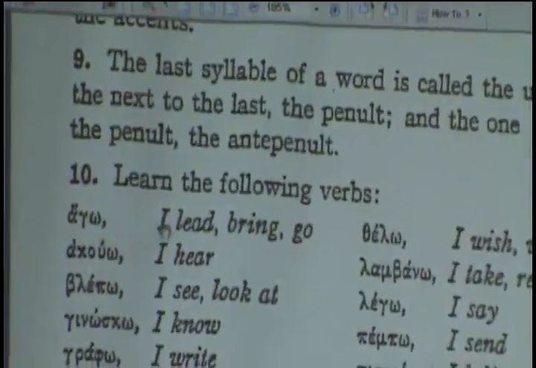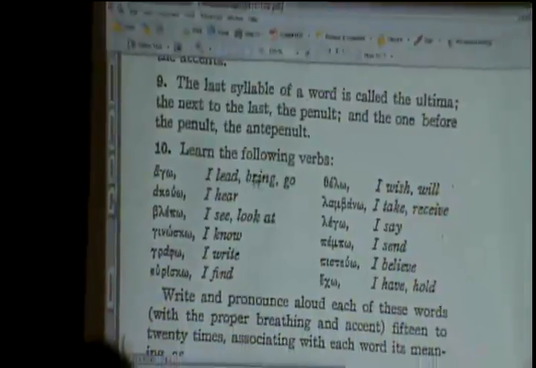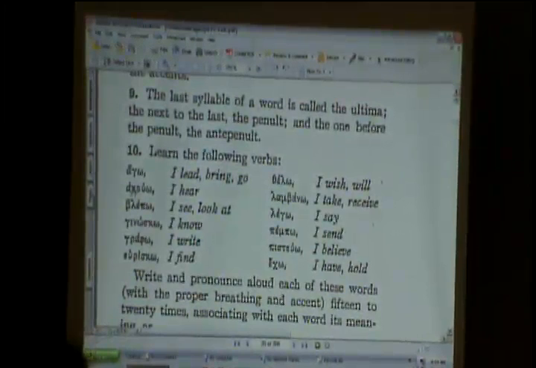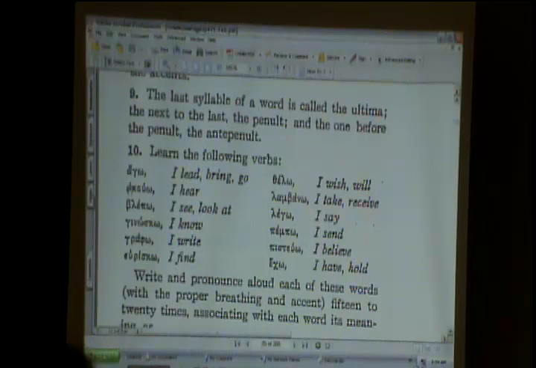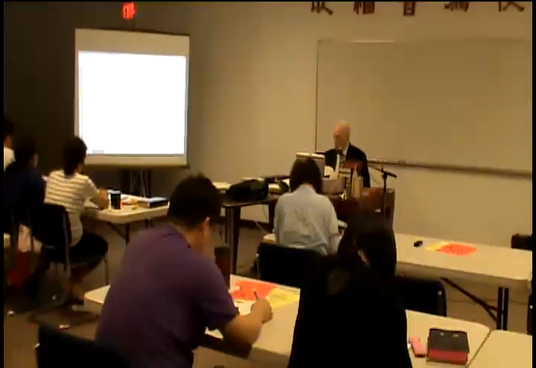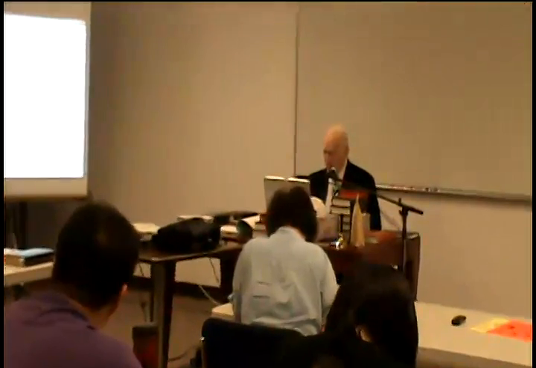All right, ago. It means I lead, or I bring, or I go. Let's go to the next one. Cool. What sort of a breathing mark is that? Rough or smooth? Smooth, because it goes to the right. See? It's not rough, it's smooth. What kind of accent is on cool? Grave, acute, or circumflex? It's acute. Okay, so cool. All right, here's the word blepo.